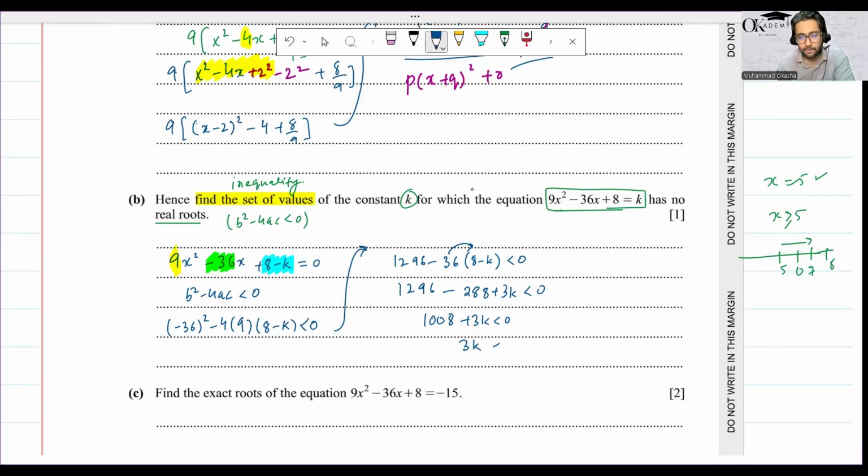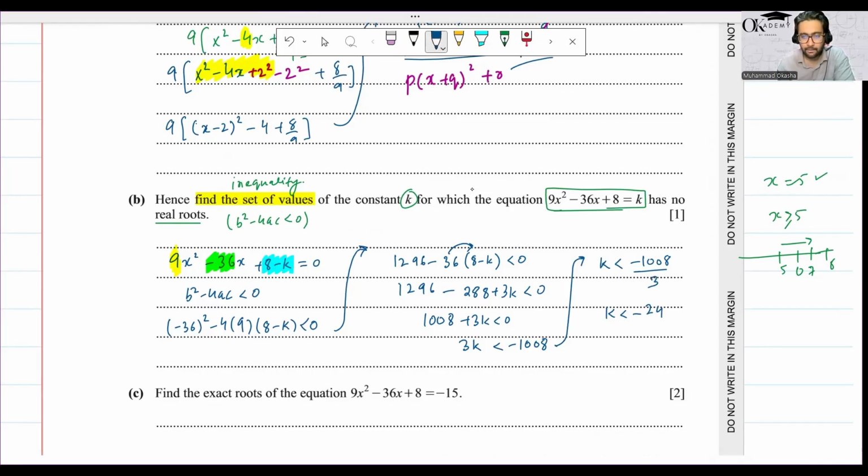If I move it to the other side, that's going to be negative 1008, and that's going to give me negative 1008 divided by 36, which is negative 28.